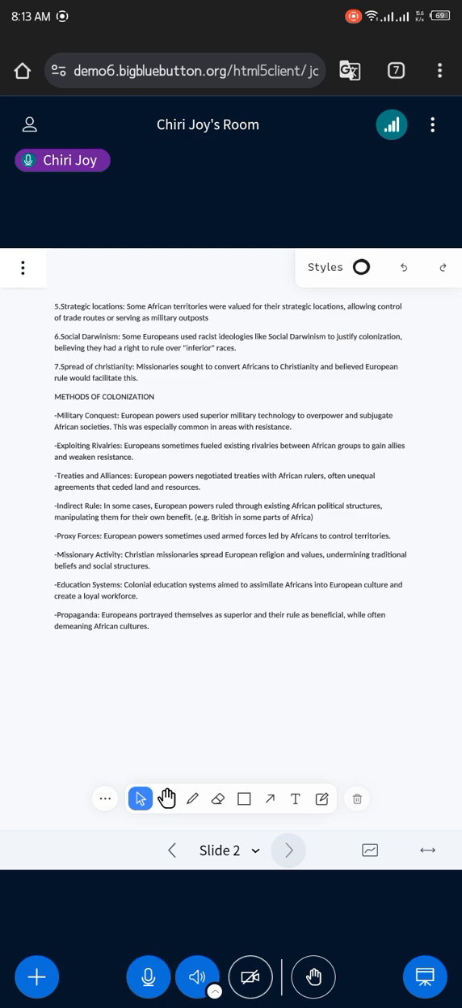The last one is propaganda. Europeans portrayed themselves as superior and their rule as beneficial while often demeaning African cultures.